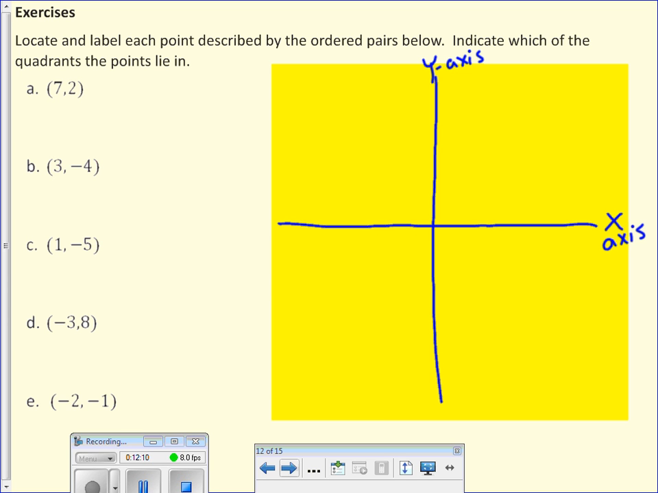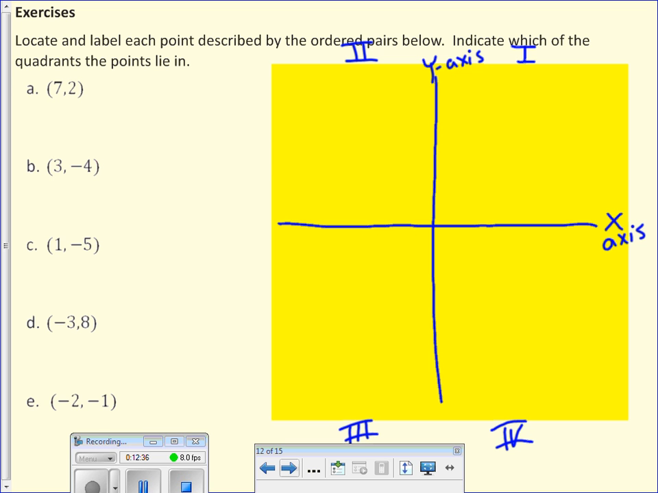And just to help me as a reminder, not on the coordinate plane, but around the coordinate plane, let's label our quadrants. 1, 2, 3, 4. So outside the coordinate plane, label your quadrants.